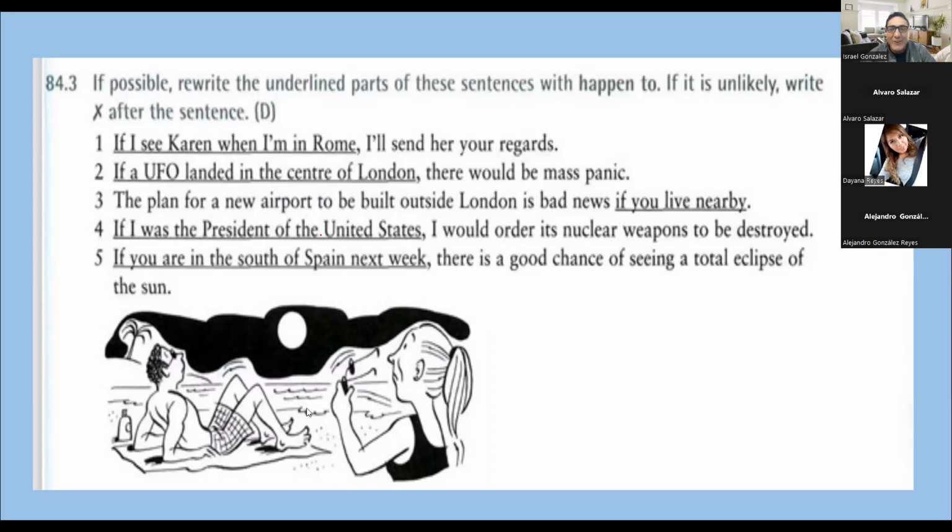Well, we have these exercises. Now that we relaxed a little, let's try it. Can you read the instructions, Alex, please? Yes. If possible, rewrite the underlined parts of these sentences with happen to. If it is unlikely, write an X after the sentence. Okay, so let's read the sentences and let's try to decide if the possibility is likely or not. So let's start with the first sentence, Alex.